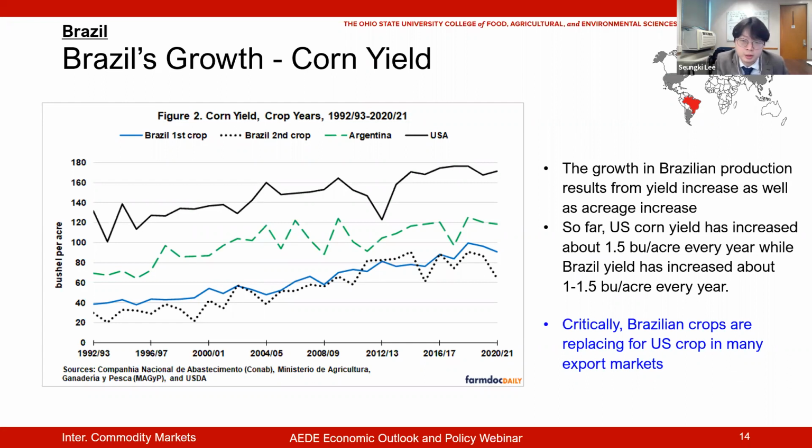The graph shows here the corn yield trends between US, Brazil, and Argentina. And US corn yield has increased about 1.5 bushels per acre every year. And at the same time, Brazil first crop corn showed about 1 bushel per acre increase every year, but the second crop corn showed almost the same rate of increase as US corn. So Brazilian yield is still about half of the US, but we should note the pace of increase. They have increased the yield by about 100% during the last 2 decades, while we had about 30 to 40% growth. And more critically, Brazilian crops are replacing US crops in many export markets.